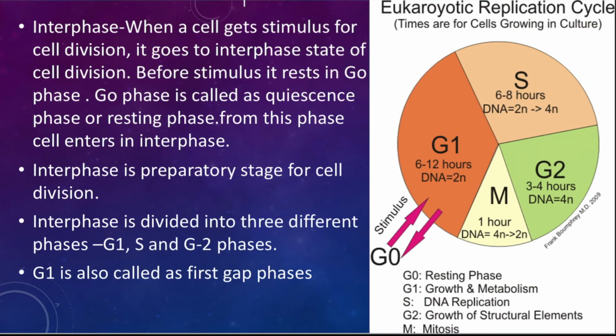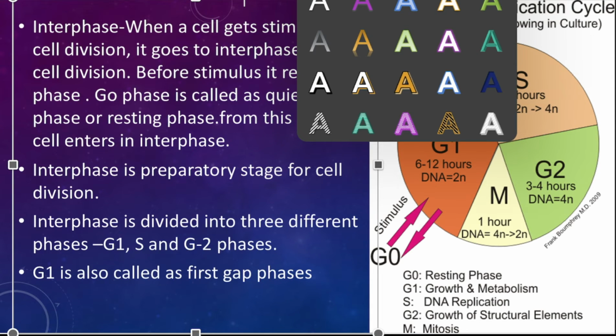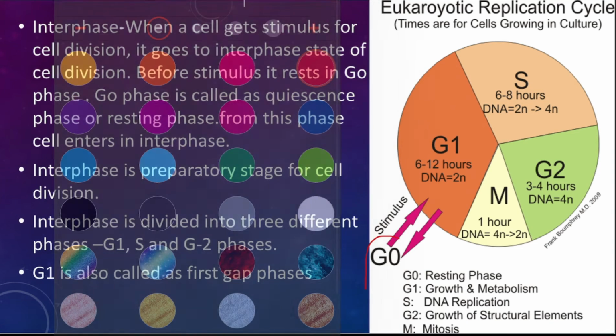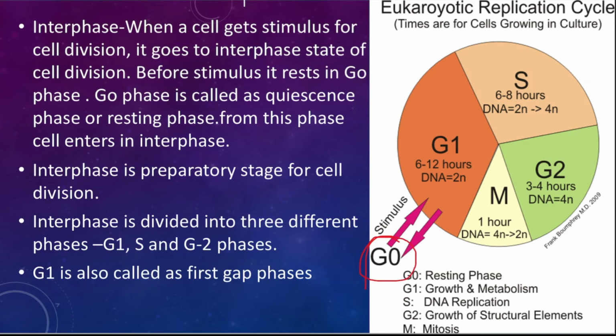interphase. And interphase is also divided into three phases, that is G1 phase, S phase and G2 phase. So I am showing it here. This is G0 phase. G0 phase means the cell is in a resting phase. Resting phase doesn't mean that it's not doing anything. It's doing all its everyday work and its specific work.